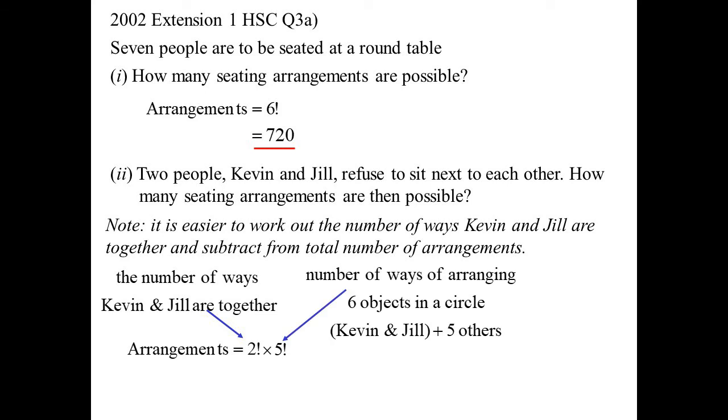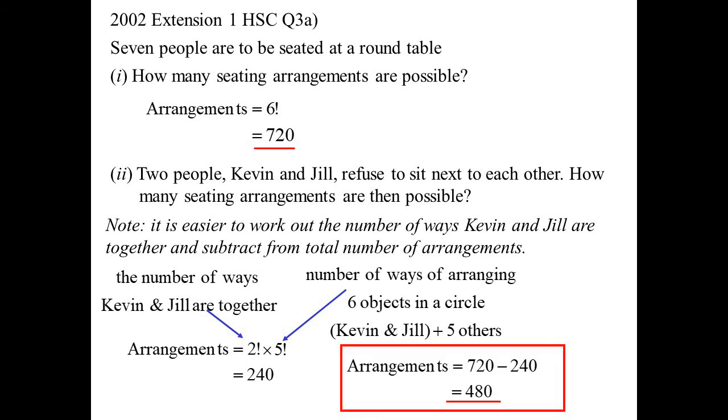Now we're going to place Kevin and Jill, now like we're 1 person, 5 other people, 6 objects, going to put them in the circle. No one's in the circle yet, so it's 5 factorial, not 6 factorial. We subtract 1. So 2 factorial, 5 factorial, 240 ways. Take it away from the total number of arrangements, and we get 480 ways that they're not sitting next to each other.